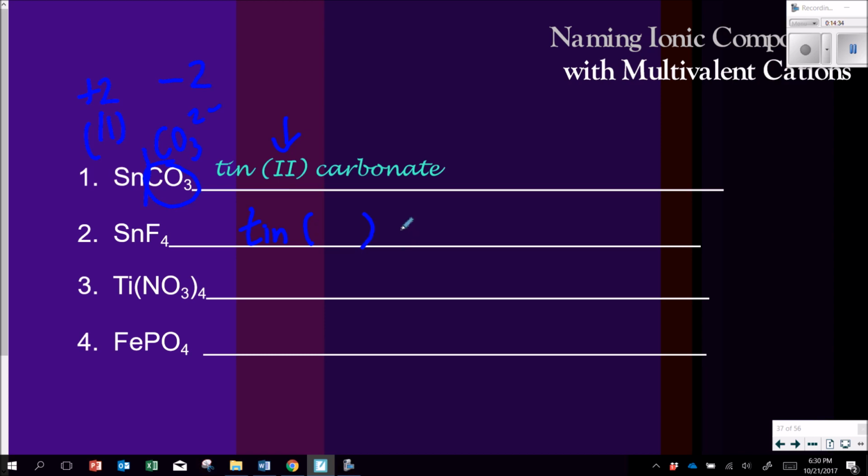And my anion is fluoride, so I can write fluoride. Now let's figure out the Roman numeral. Again, I split my cation and anion.